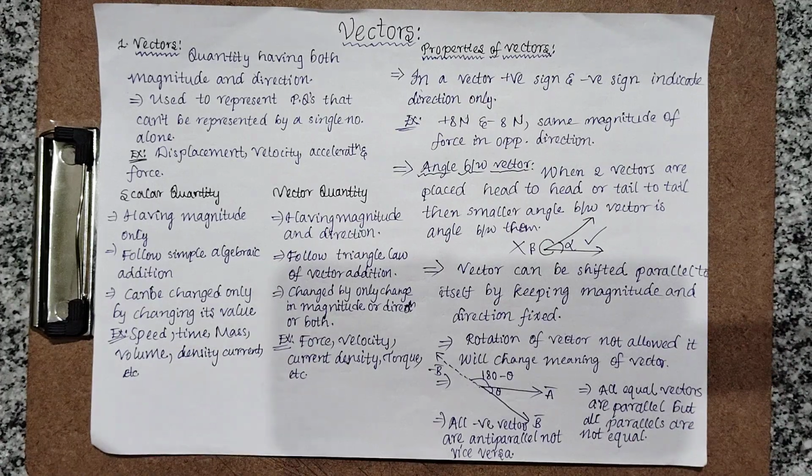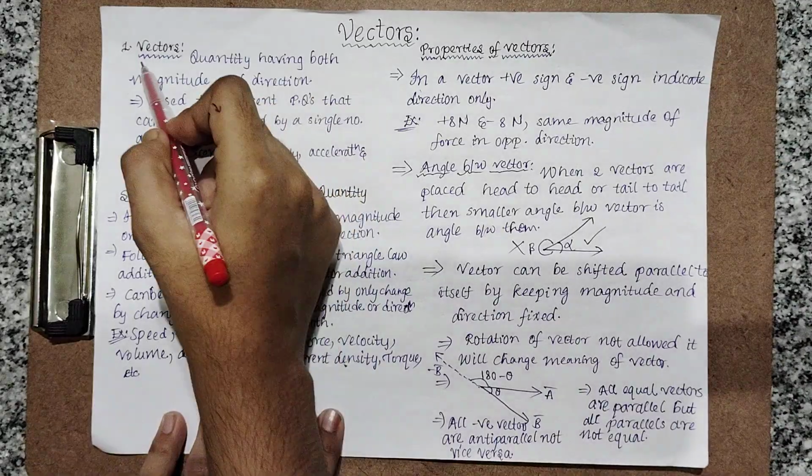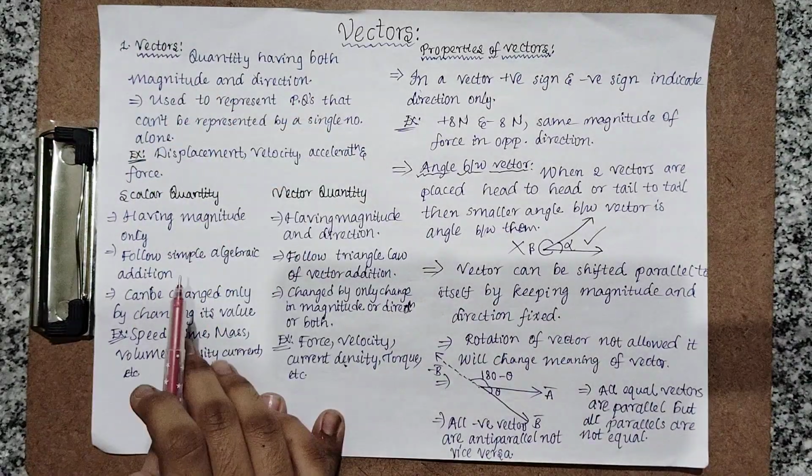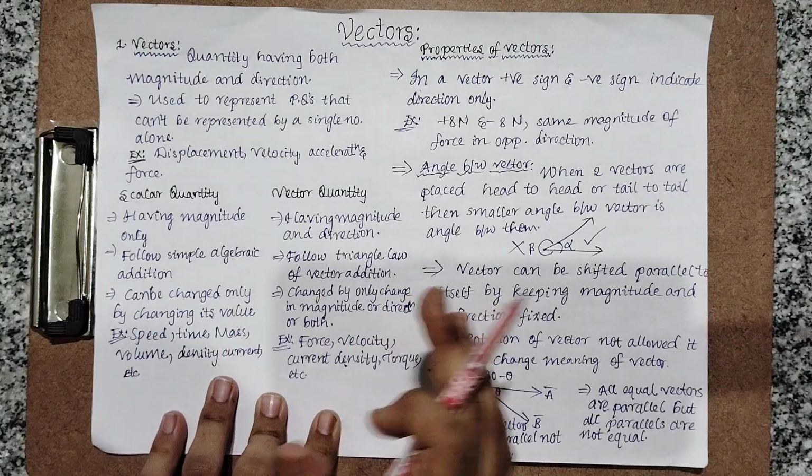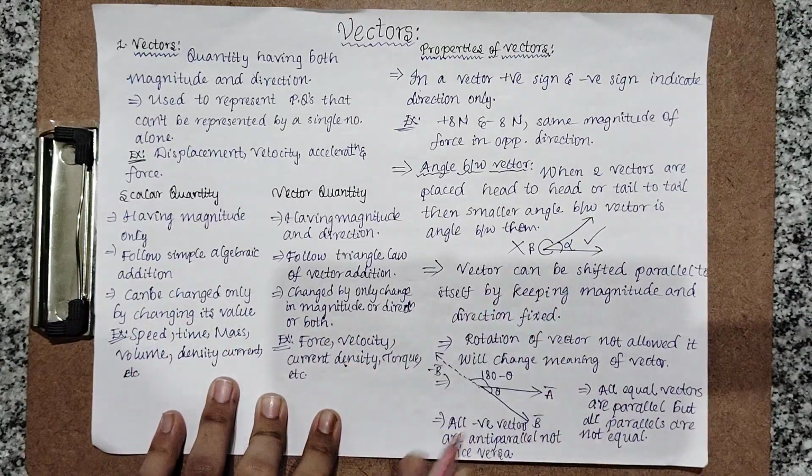In this video, we are going to learn about vectors. I have divided this entire chapter into 7 subparts. Now, coming to the first part, vector. What is meant by vector? A quantity which has both magnitude as well as direction is said to be a vector.